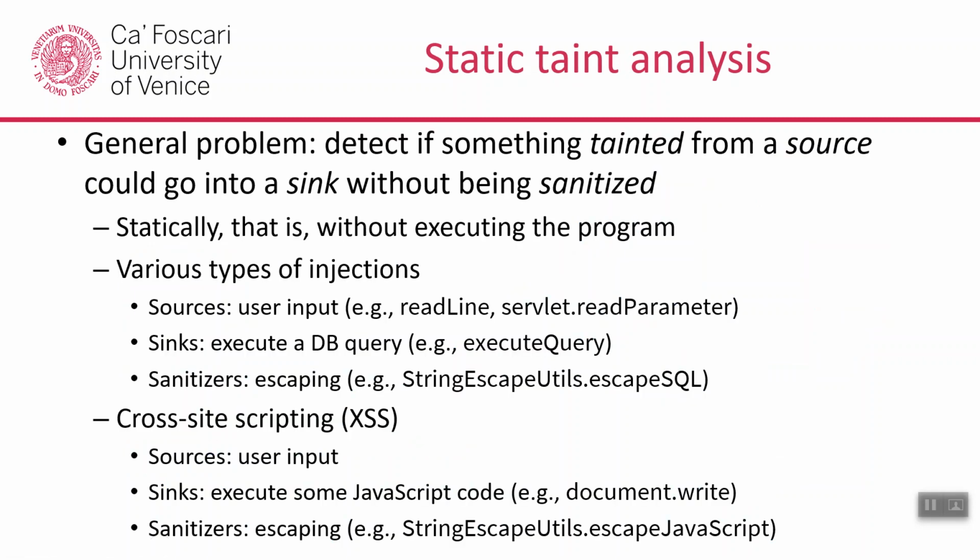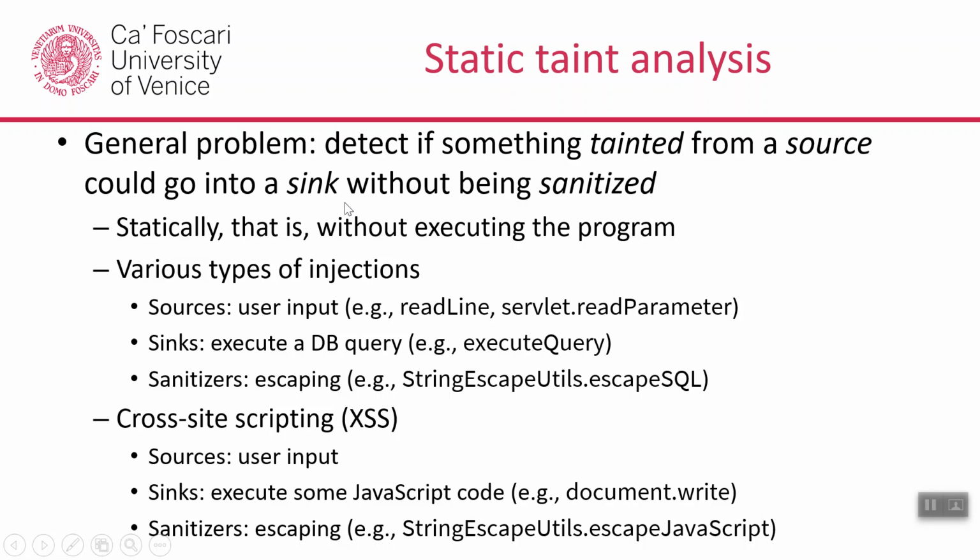Then let's move to the first part of the title. So let's talk about taint analysis. Here I'm making a very short introduction. If you are not familiar with these topics, I think you can find a lot of materials around. But in general, taint analysis aims to detect if something that is tainted, starting from a source, could flow into a sink without being sanitized. This is a very generic definition of the taint analysis problem, and we are talking about static taint analysis. So we want to prove this property statically, that is, without executing the program.